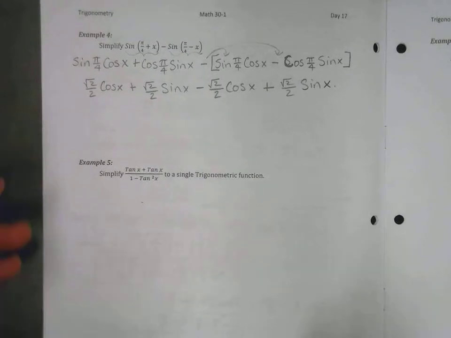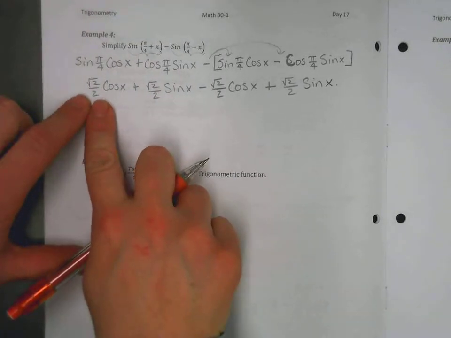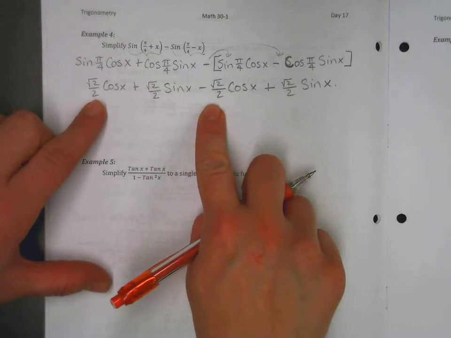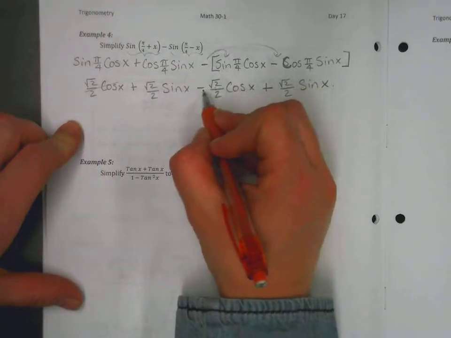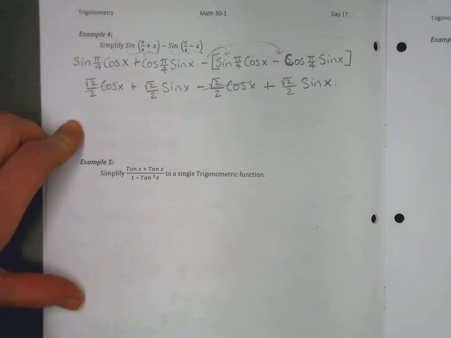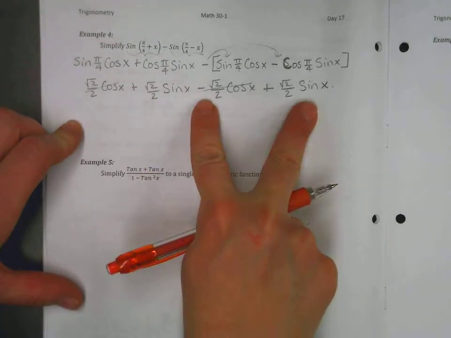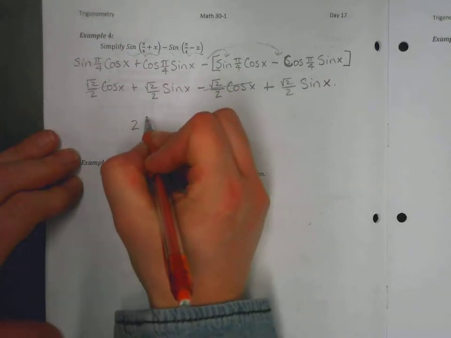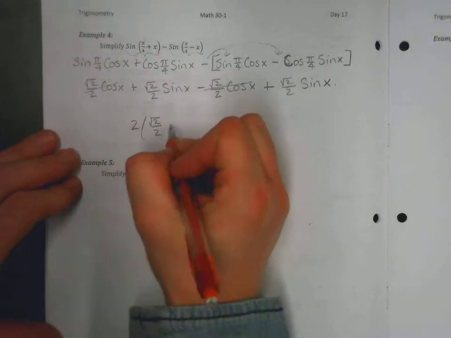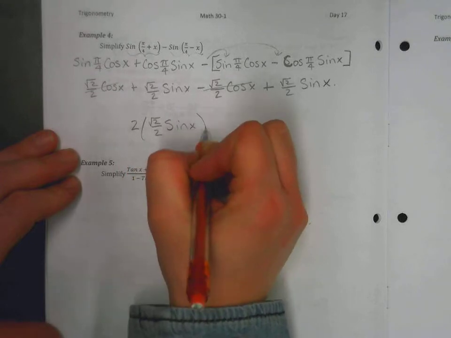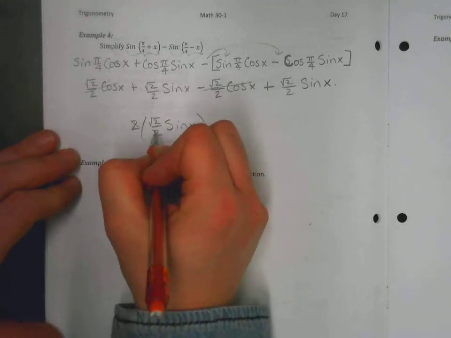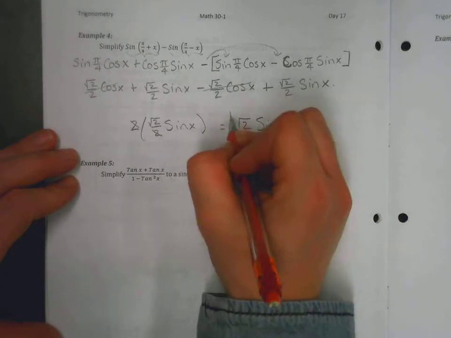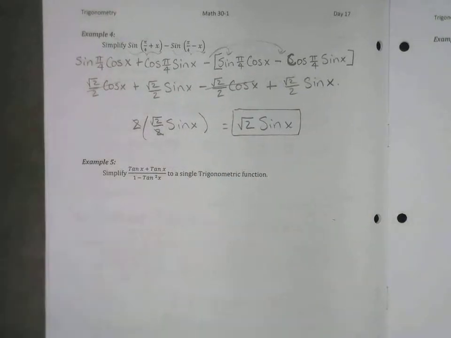All right, so clean this up even more. I have root 2 over 2 cos of x minus root 2 over 2 cos of x. So those are just going to cancel each other out. Now I'm going to collect these together. Technically, I have 2 of these, so I have 2 root 2 over 2 sine of x's. So my final simplified expression would be root 2 sine of x.